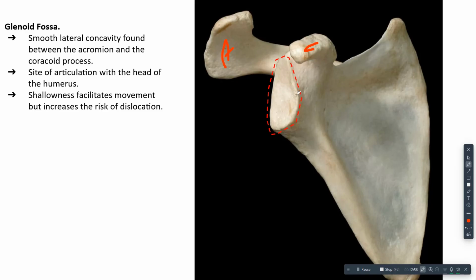The smoothness is going to facilitate movement. The shallowness of this fossa also facilitates movement, but it does make the risk of dislocation go up. The word glenoid means mirror-like, and that is really because in the real human or in the fresh cadaver, what is sitting here?